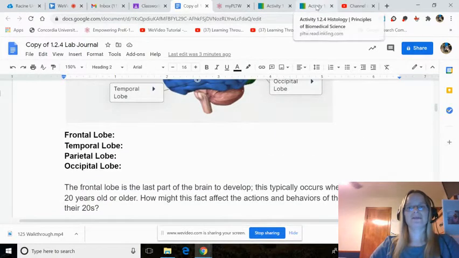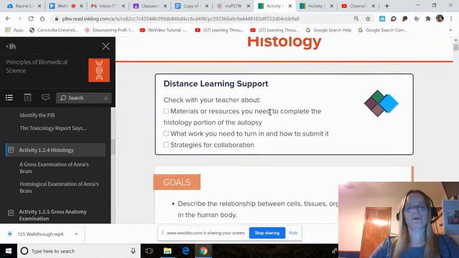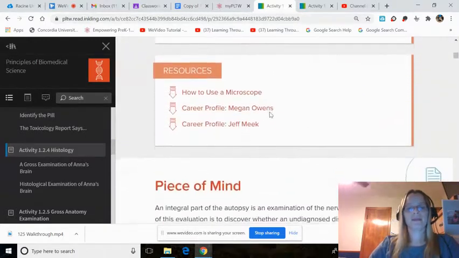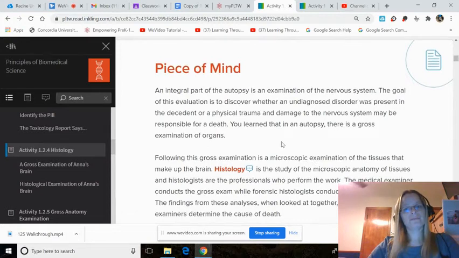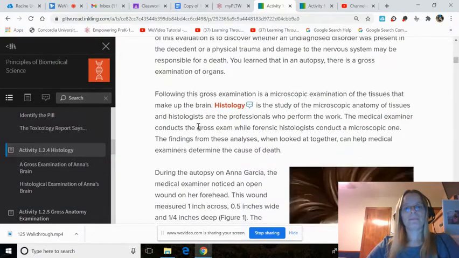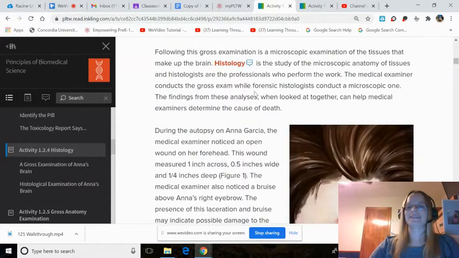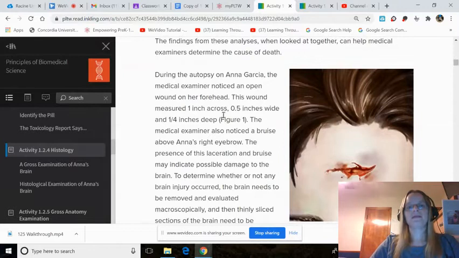Now let's click over to our activity 1.2.4. And we'll scroll down. Why are we learning about the brain? Because we are going to look at Anna's brain. See if we can connect something in Anna's brain to the reason she may have died. Okay? So here we go. Histology is the study of microscopic anatomy of tissues. Okay? Here is Anna Garcia's wound on her forehead. Remember, she got hurt at soccer and was self-medicating with aspirin.